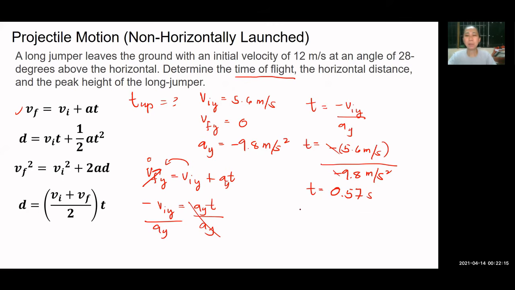Okay? So, to get the time of flight, we just multiply this by 2, because the time going up is also equal to the time going down. So the whole time of flight is the sum of those. This will just be equal to 2 times 0.57 seconds, so the answer we get here is 1.14 seconds. That is our time of flight.